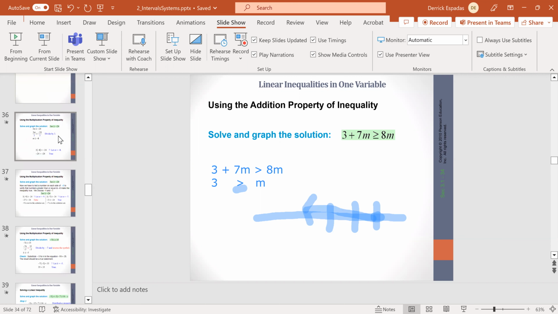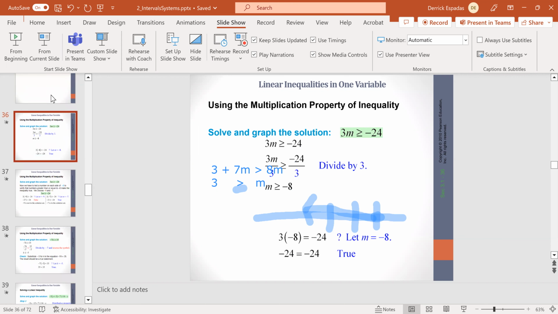So let's take a look at a couple more things. Let's see if I can erase everything. Boom, boom, boom. All right, we got that erased. We're good. So let's take a look at another problem.